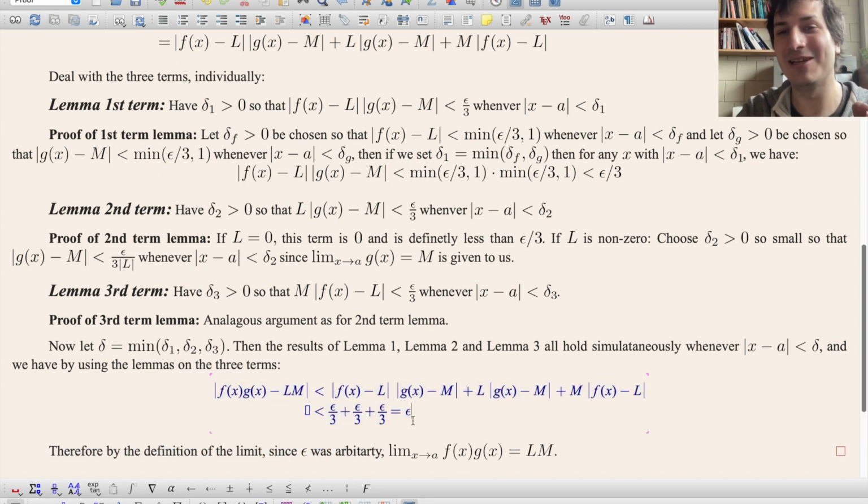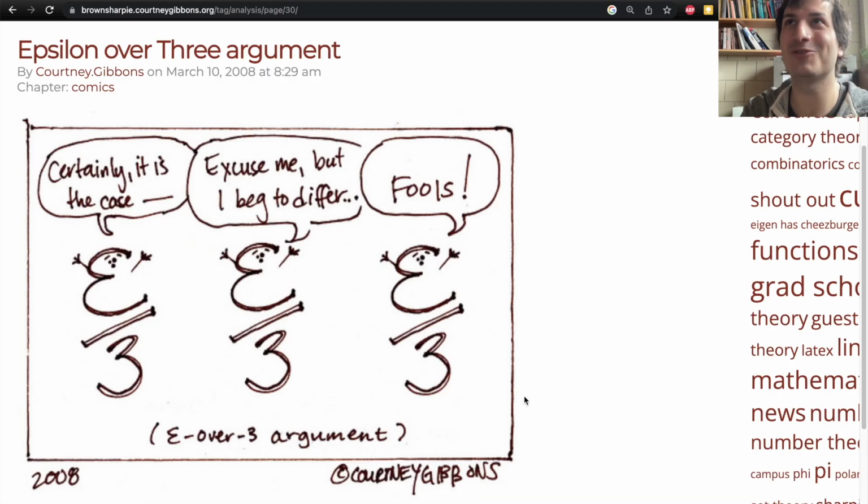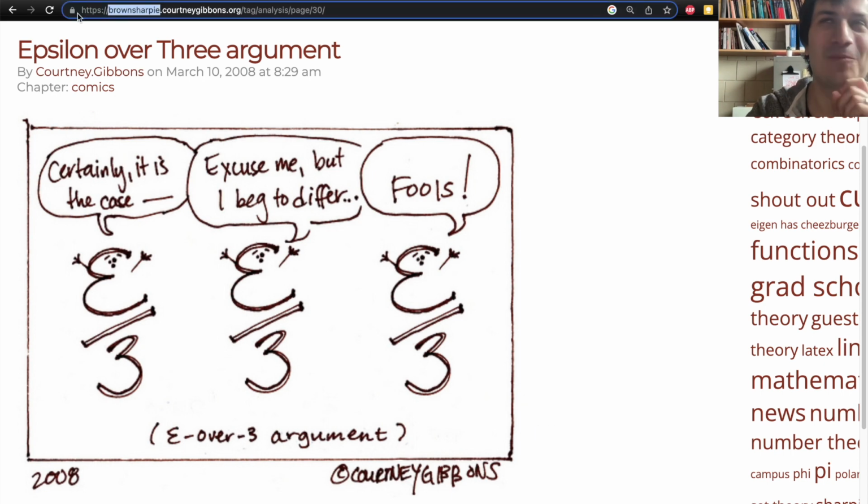Why am I telling you this? There's a beautiful comic that I dug up from the depths of the internet here from 2008. And I remembered this comic from when I was a student. And this is an epsilon by 3 argument. It's 3 epsilons having a fight. So I really like this comic. I thought I'd share it with you. Yeah, Brown Sharpie was this comic. It was pure genius when I was a student, and then they stopped making them. But yeah, anyway, I still have fond memories of Brown Sharpie.